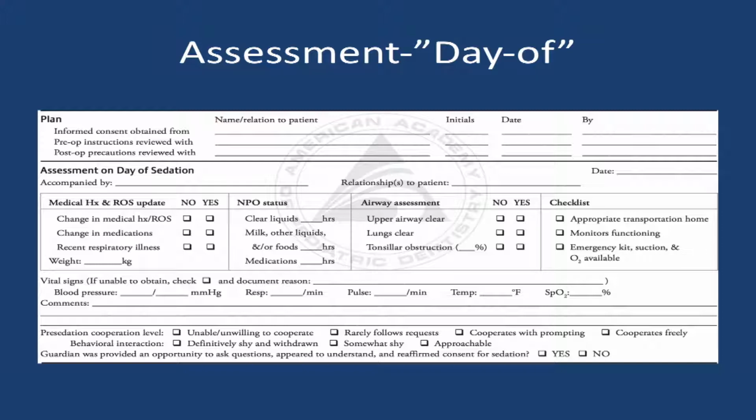Pre-sedation cooperative level: unable or unwilling to cooperate, rarely follows requests, cooperates with prompting, or cooperates freely. Behavioral interaction is definitely shy and withdrawn, somewhat shy or approachable, and the guardian was provided an opportunity to answer all questions, appeared to understand, and reaffirms consent for sedation, with a place to say yes or no.